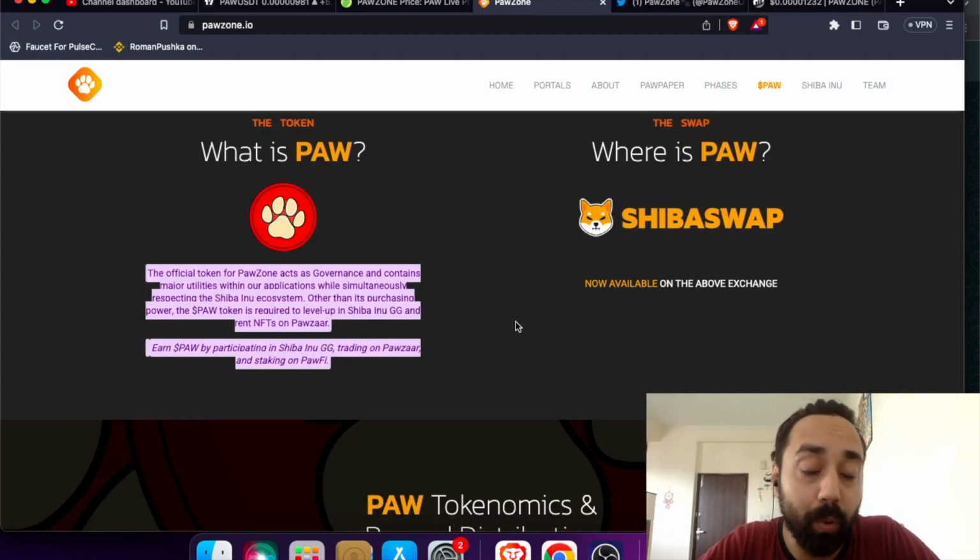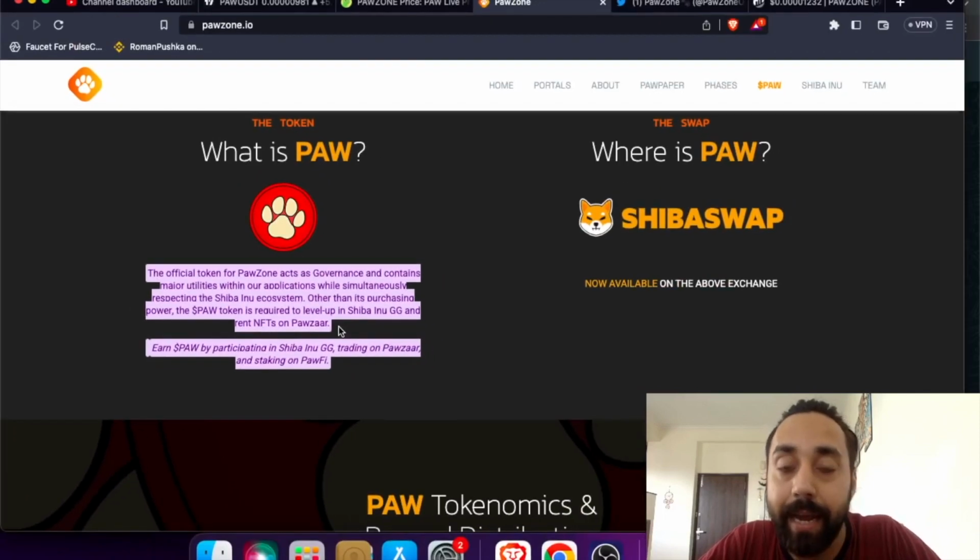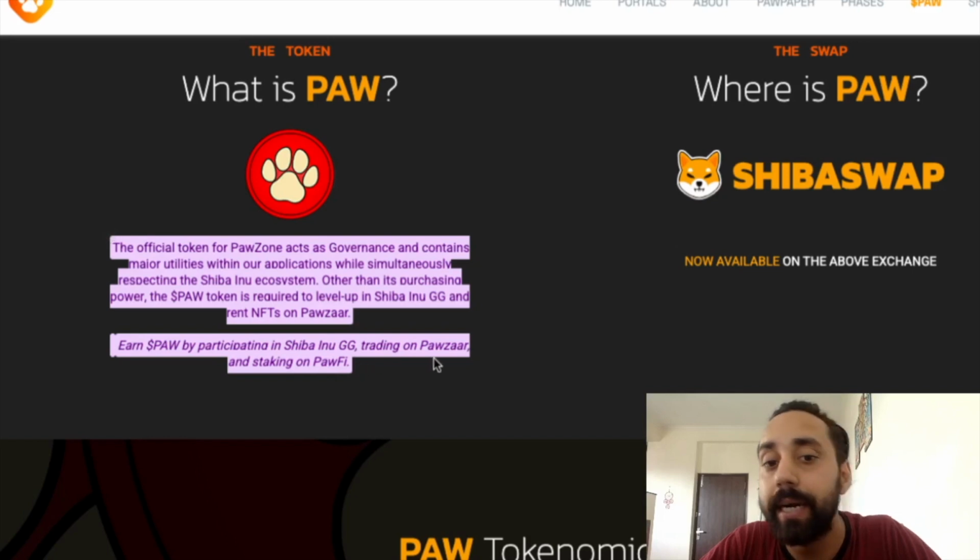Now, what is the use of the PAW token? Why should you buy it? The official token of PawZone acts as a governance token and contains major utilities within their application while simultaneously respecting the Shiba Inu ecosystem. So this can be the governance token for the major applications that are building on PawZone. Other than its purchasing power, the PAW token is required to level up in Shiba Inu Gaming Guild and rent NFT on PawZar, which is again an economy use case for the token. Earn PAW by participating in Shiba Inu Gaming Guild, trading on PawZar, and staking on PawFi.